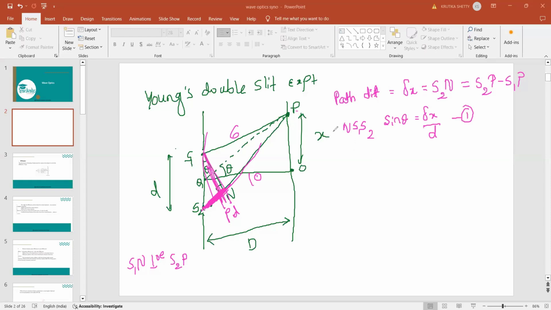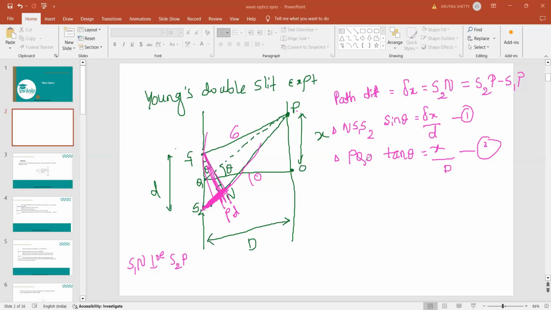Then again we are considering the next triangle, the triangle PQO. From the figure you can see all the terms. If you don't understand, ask. From the triangle PQO, tan theta can be written as x divided by capital D. This is our equation 2. If any doubt is there, please ask.